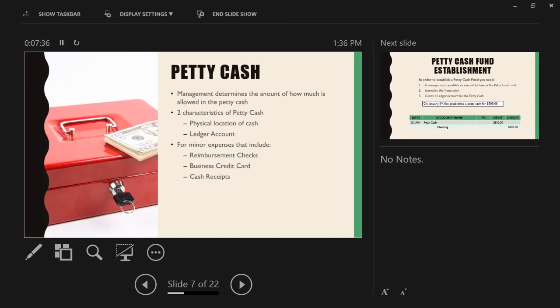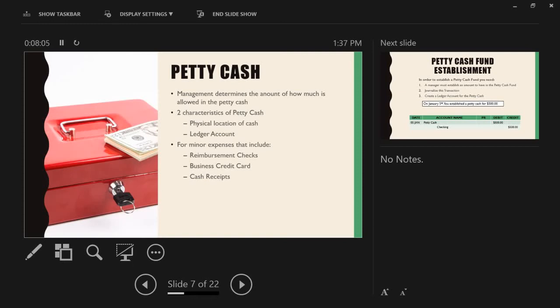Now there are other forms of petty cash, right? But one significant thing that you need to know is that you would need a physical lockbox. Okay, so you can't have just a place to have a pile of money. Anybody can steal it, right? You also need to designate someone to be in charge of that money. And another thing is you're going to create a ledger account for a petty cash fund.